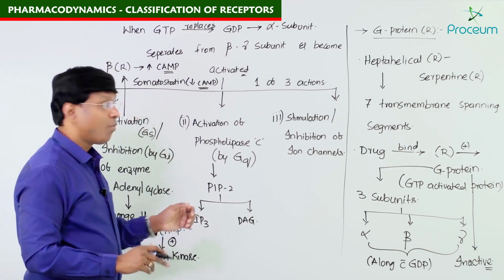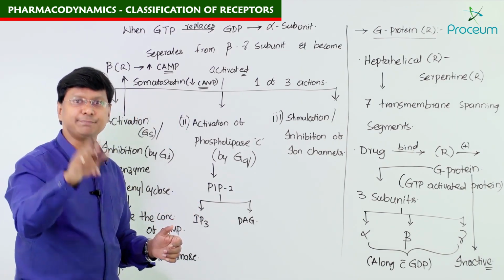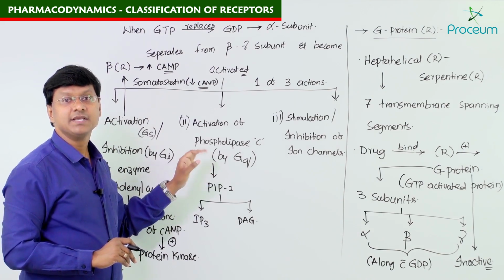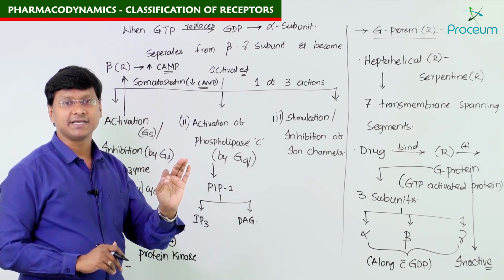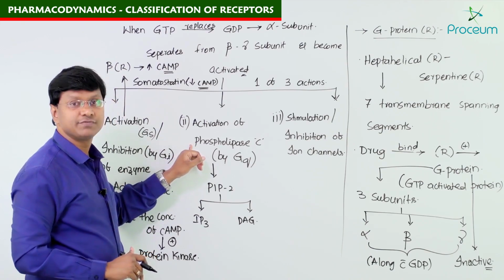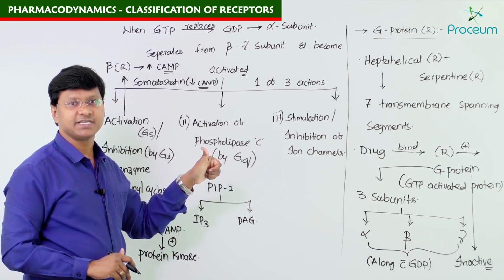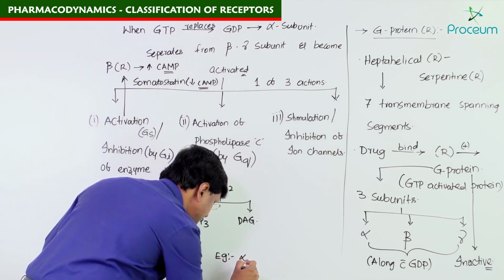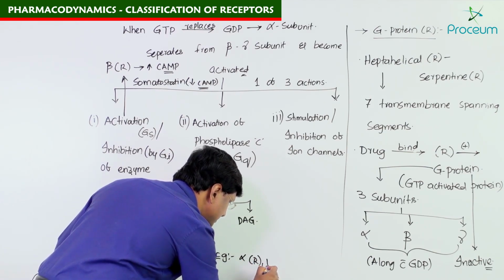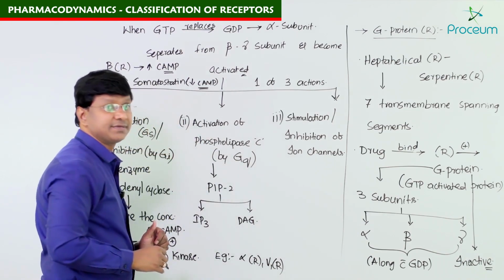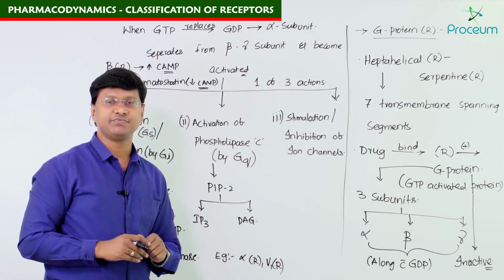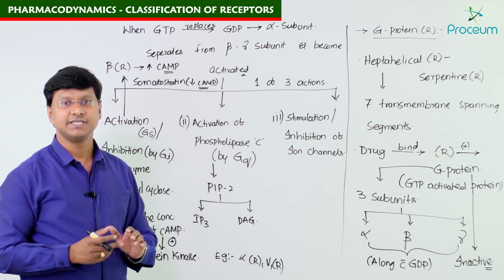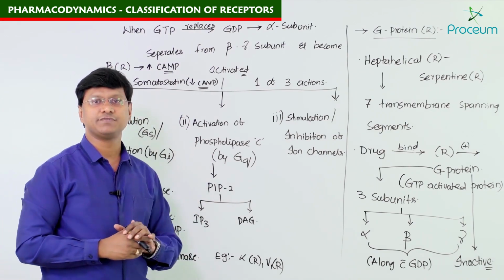Now you should remember the examples of the receptors which act via the activation of the phospholipase C. The receptors which act through this activation are the alpha receptors and the vasopressin receptors, the V1 receptors. Vasopressin acts via three receptors, V1, V2 and V3, whereas V1 receptors act via the activation of phospholipase C.